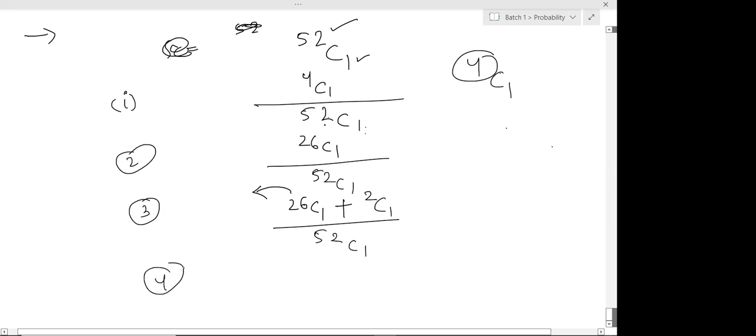In the fourth part, red and a king. That means only the two red kings are there. So 2C1 upon 52C1. All right. Everyone clear about this? Yes, sir. Okay, next question.